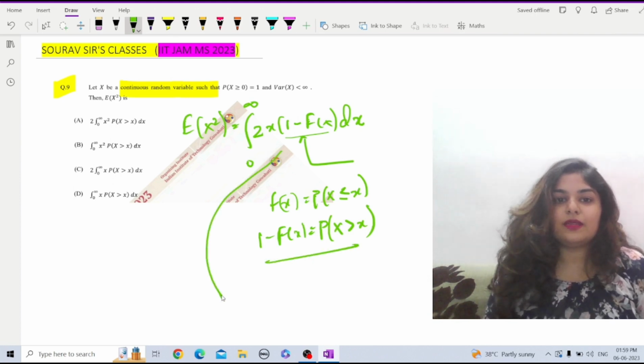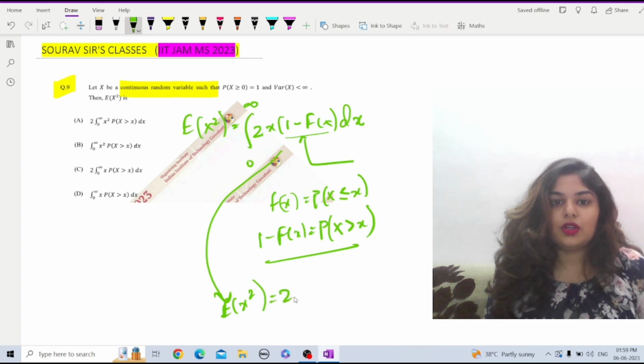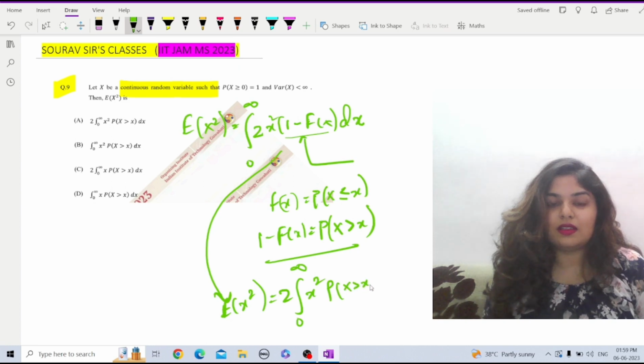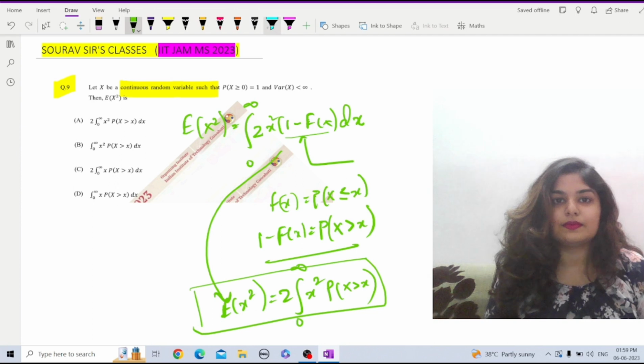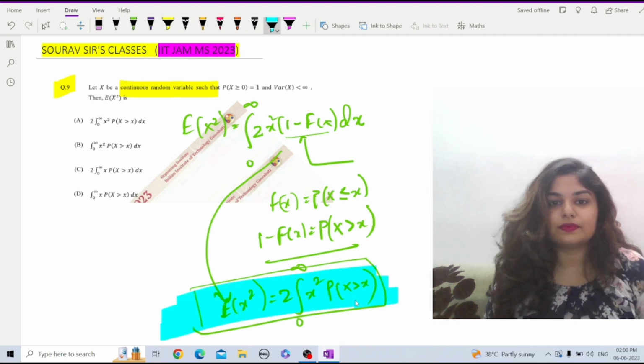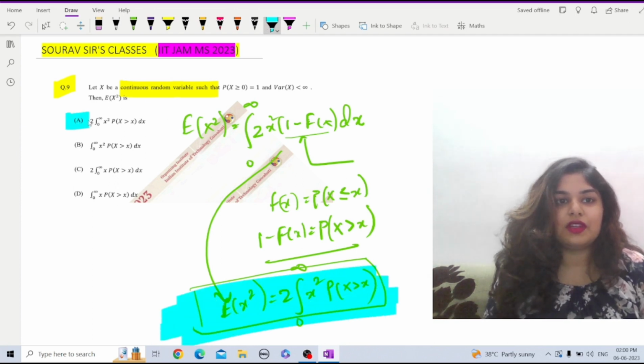So that means I can put this as E of X square is equal to 2 times the integration from 0 to infinity of x into, sorry, this is square, x square into the probability of X greater than x. So do we have that option? Yes. So option A is the correct answer.